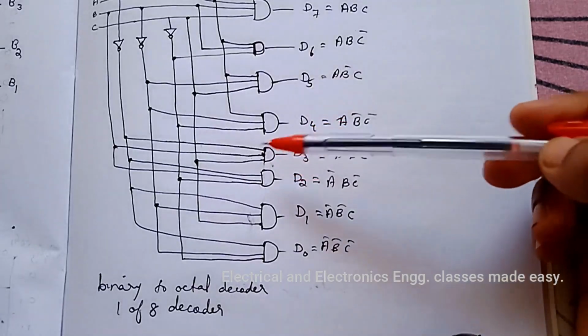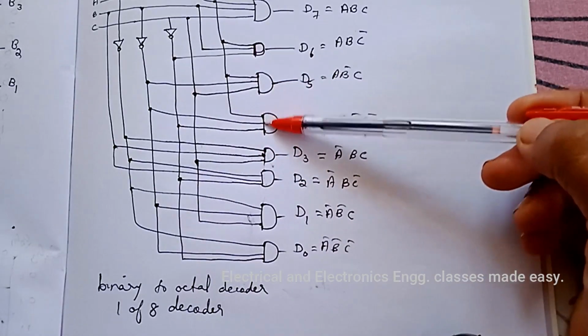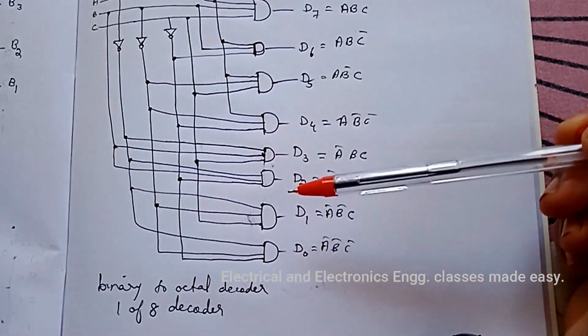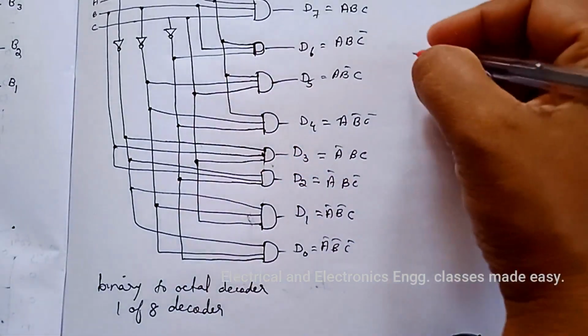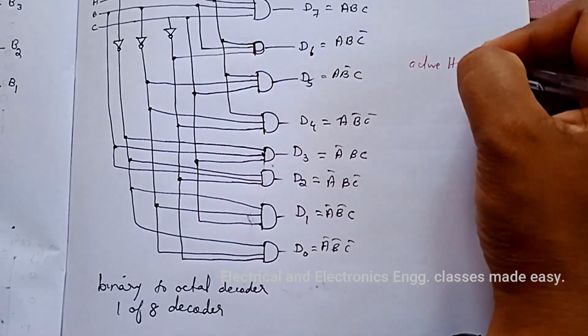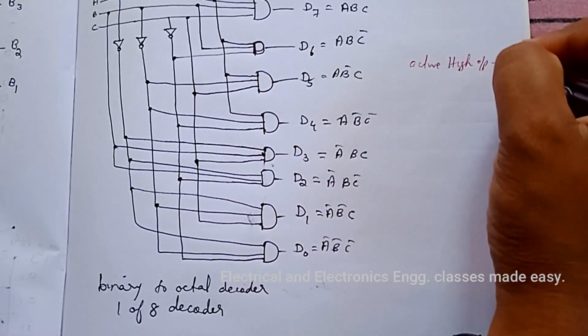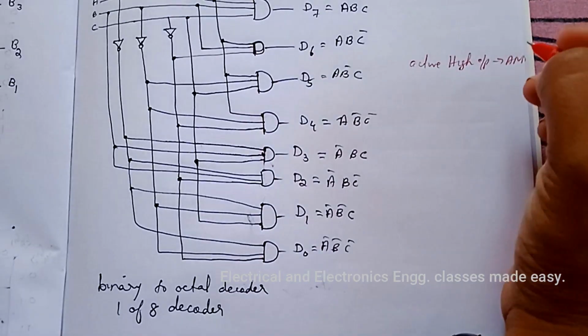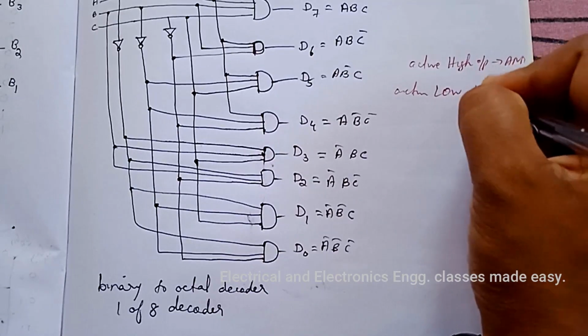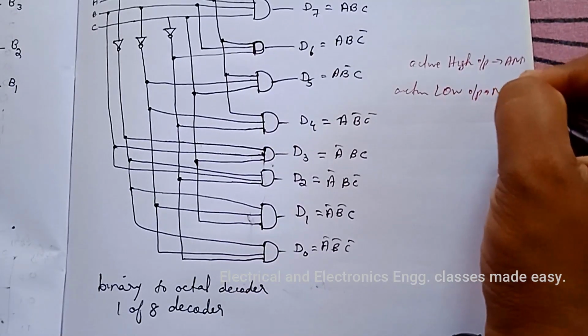And for active high outputs, AND gates are used, and for active low outputs, NAND gates are used.